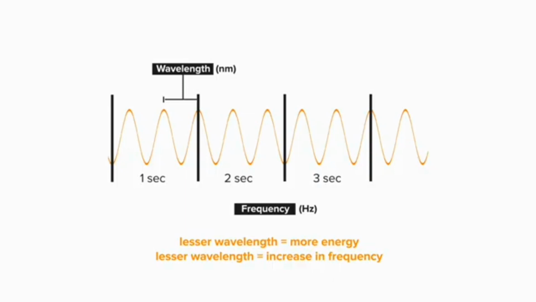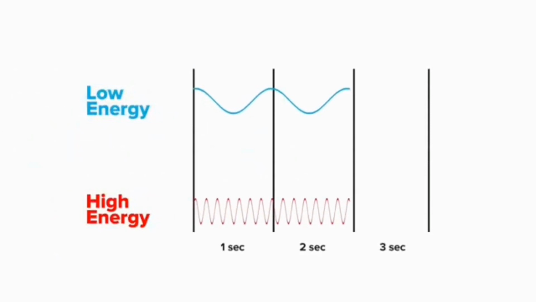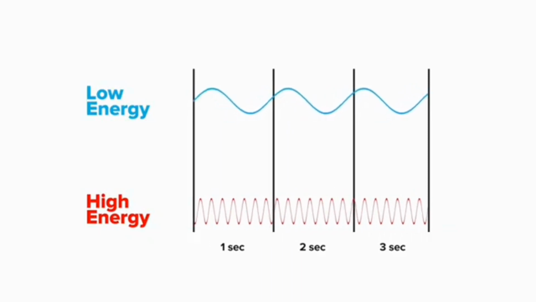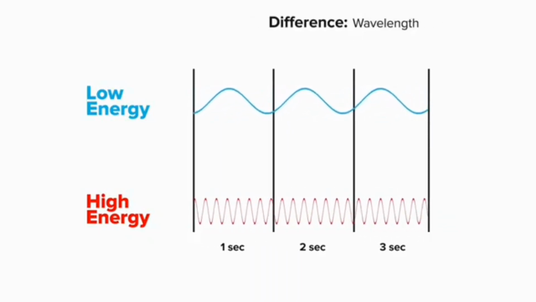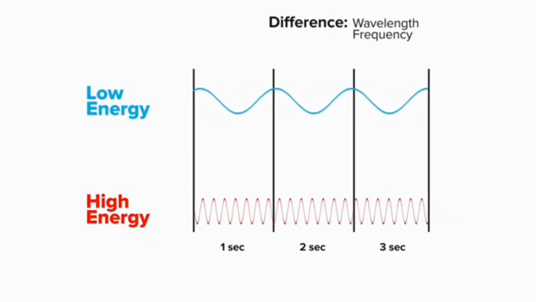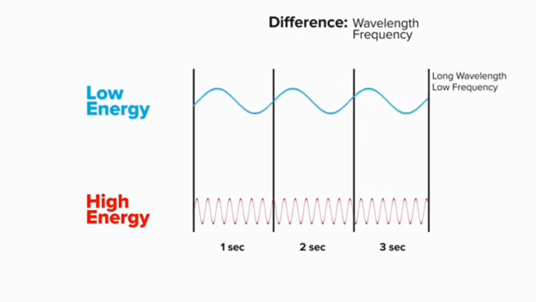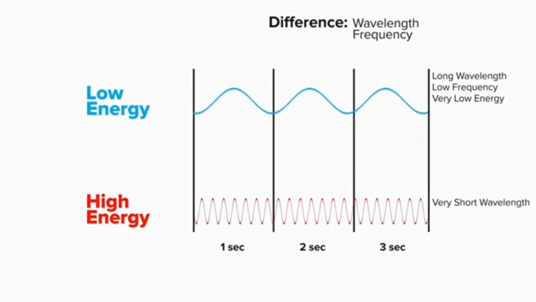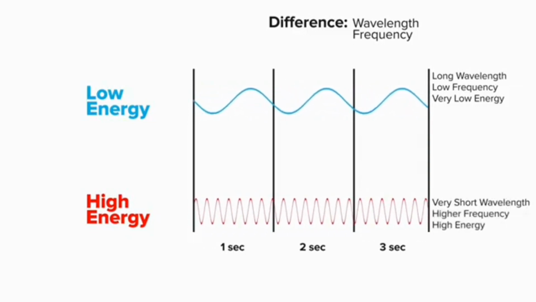Both the wavelength and the frequency affect the energy of the photon. You can think of it like this. Both of these photons are traveling at the exact same speed. And for all photons, this is the speed of light. The only difference is the wavelength and the frequency. The upper photon has a very long wavelength, therefore it has a low frequency and very low energy. The lower photon has a very short wavelength. This results in a higher frequency and therefore high energy.